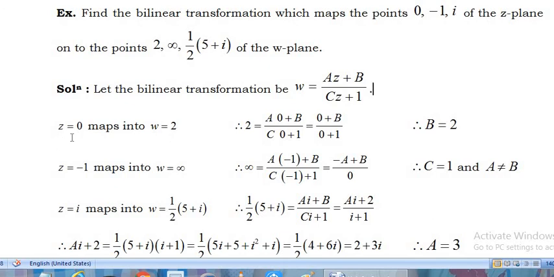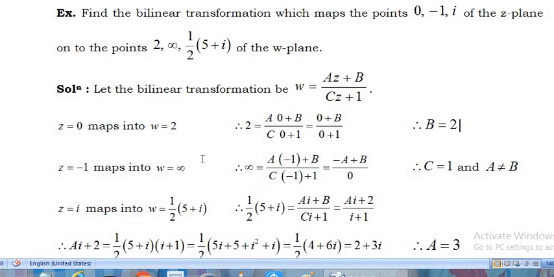z equal to 0 maps into w equal to 2. Therefore, let us put 2 equal to (A times 0 plus B) upon (C times 0 plus 1), and that is equal to (0 plus B) upon (0 plus 1), that is B equal to 2. So directly we are getting B is equal to 2.